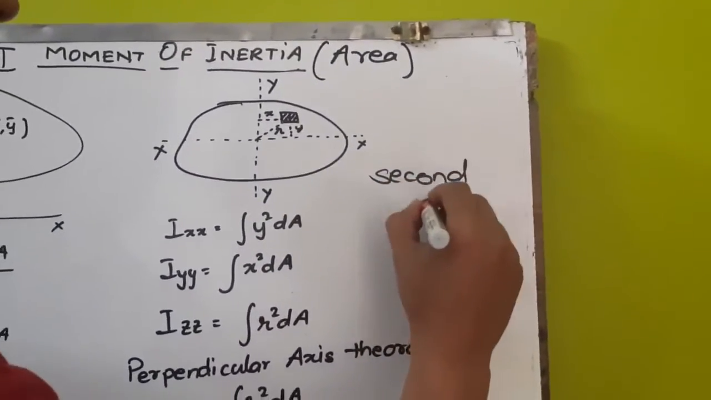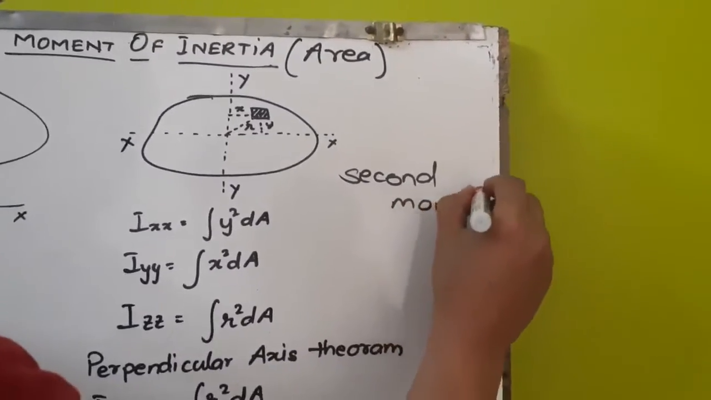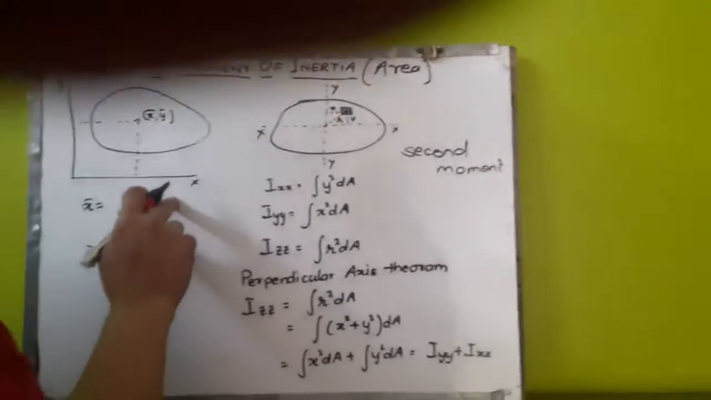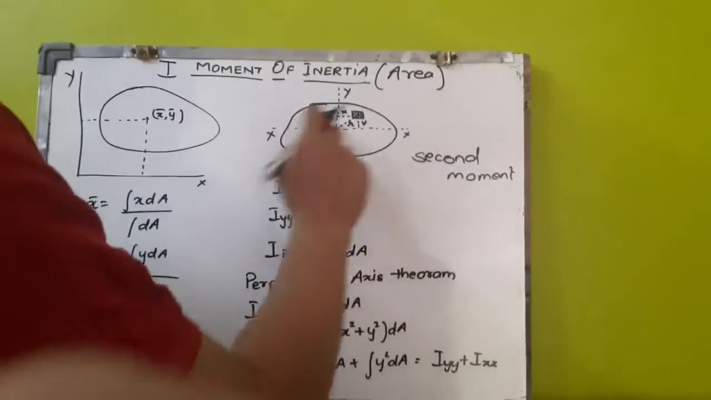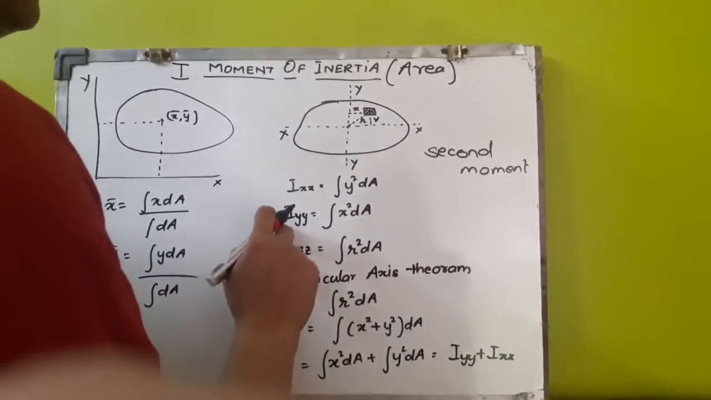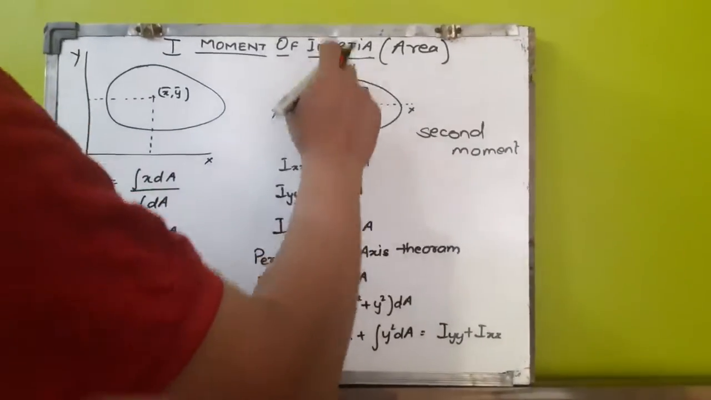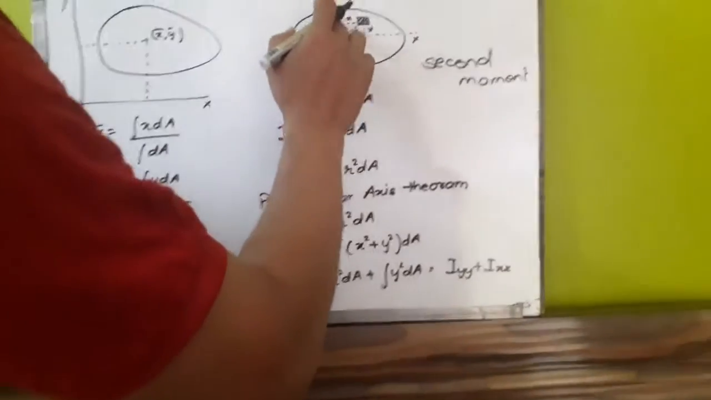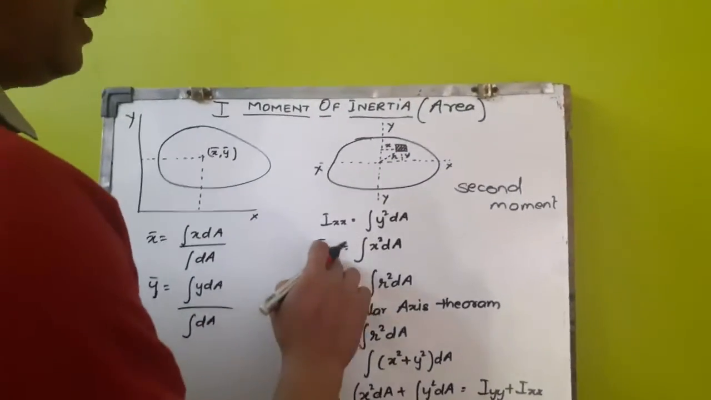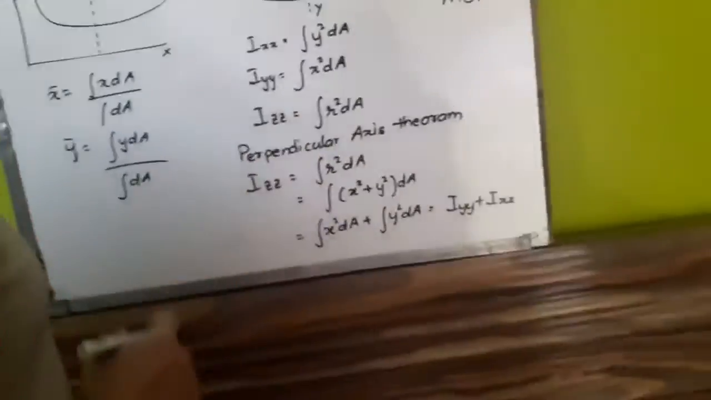It is the second moment. So this was the first moment, integral x dA. The second moment is integral y square dA about the x-axis. Similarly, Iyy, or the moment of inertia about the y-y axis or the vertical axis, then the distances will be in the form of x. So Iy is equal to integral x square dA.